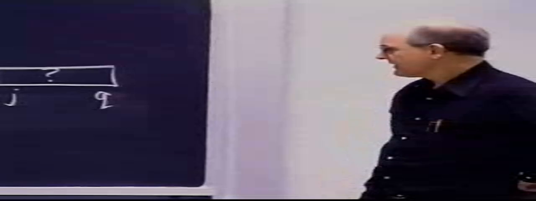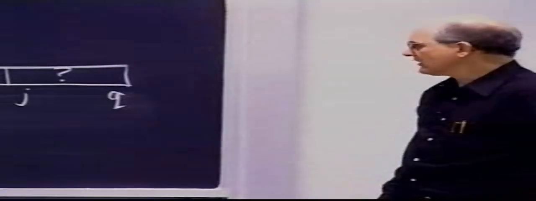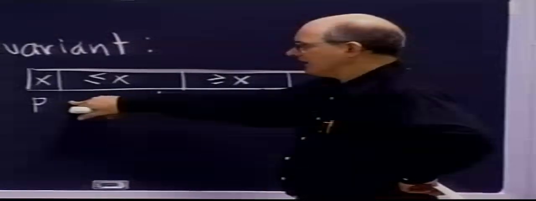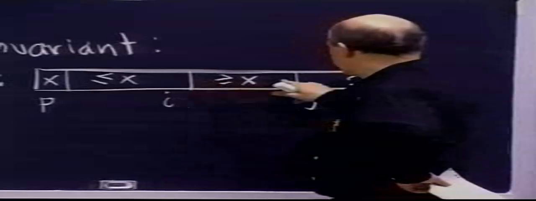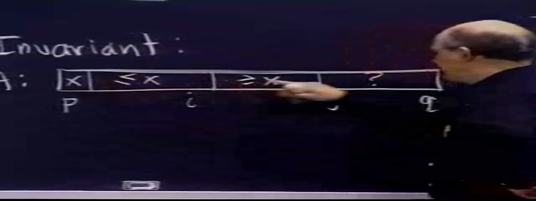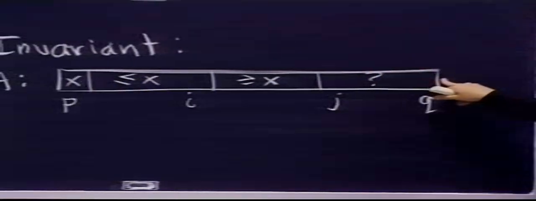Okay? So essentially, let's take a look. So I and J: I initially starts out as P. Okay, so this thing is empty. And J starts out at P plus 1. So this thing is empty. And so it's just x, and everything else is a question mark.